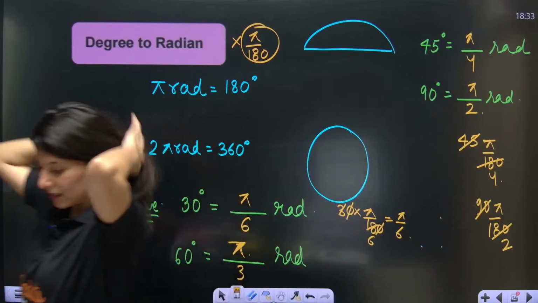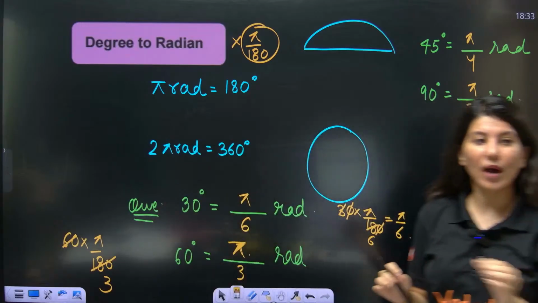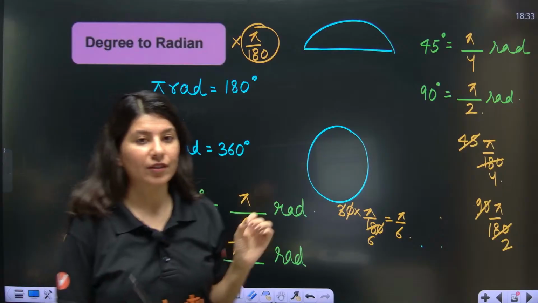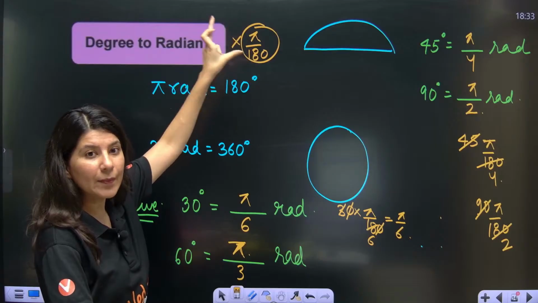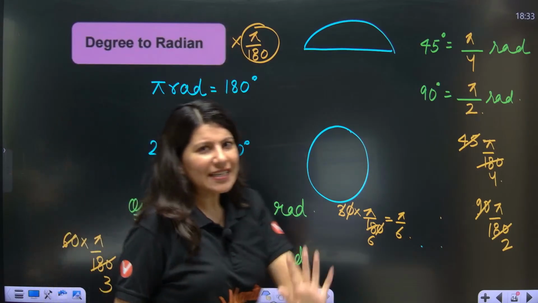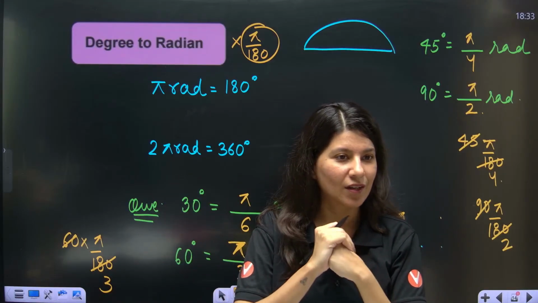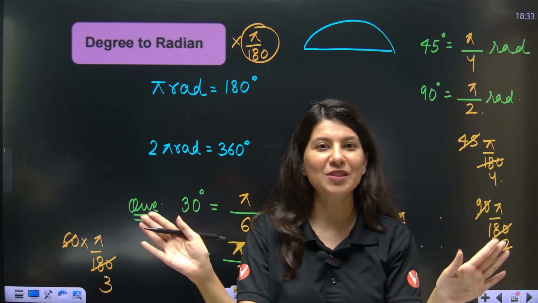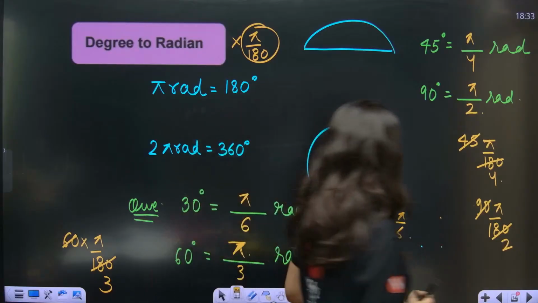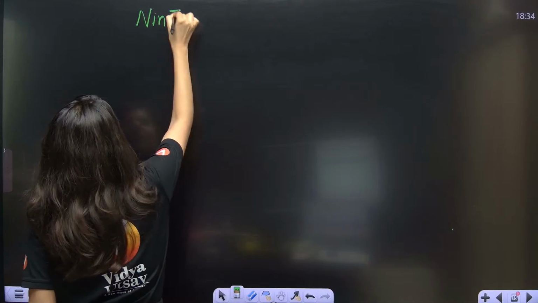Okay, so now you know the understanding that whenever you have to convert degree to radian, what you're going to do is multiply by pi by 180. That is what usual students do. But guess what? You are not a usual student. You are a Ninja Ma'am student. If you are a Ninja Ma'am student, then let me tell you, we have a ninja style.